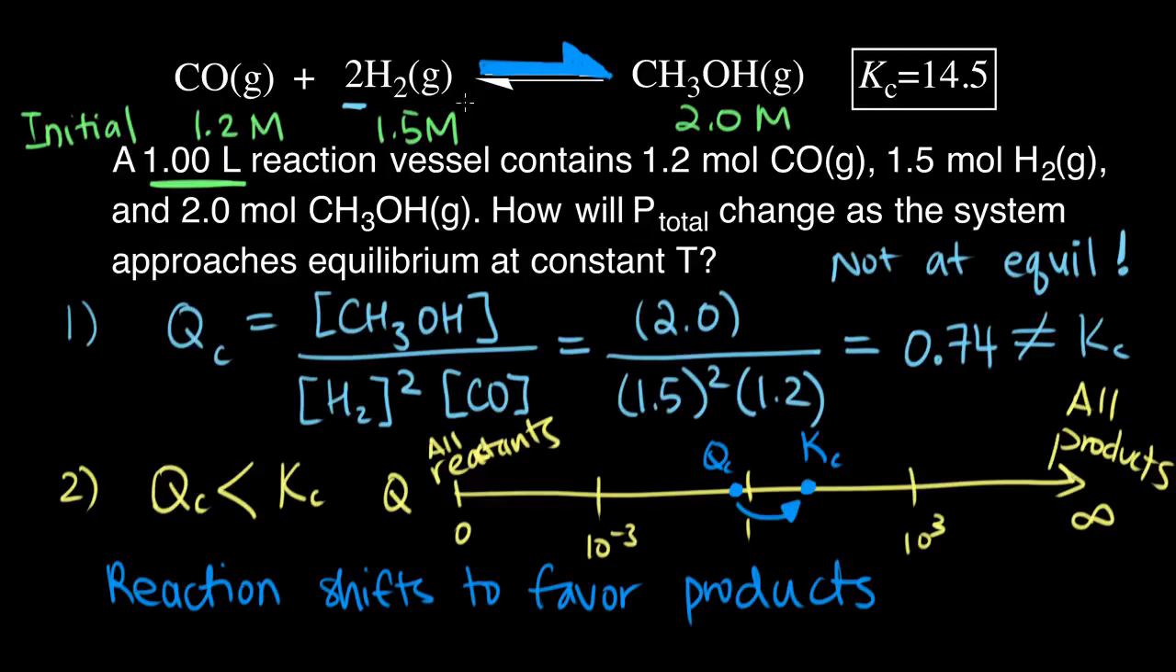Since we're shifting to favor the products, and on the product side we're making 1 mole of gas, and we're starting with 3 moles of reactant gas, we're favoring the side that has fewer gas molecules. So as we shift to favor the products, we're going to reduce the number of gas molecules in the system, and that's going to reduce our P total. So the answer is that P total is going to decrease as our reaction approaches equilibrium, and that is because our reaction quotient Q is less than K.